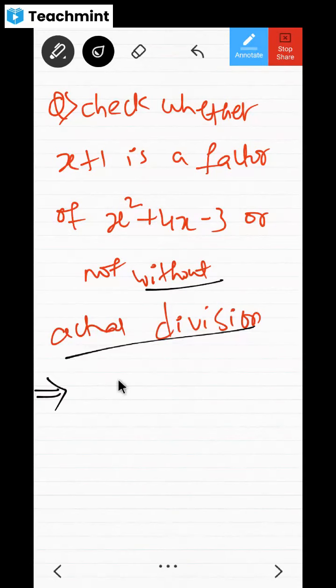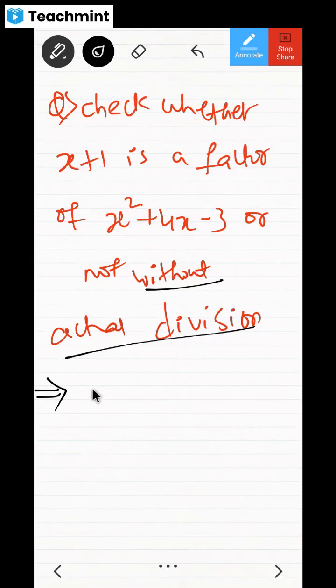Yes or no? You know how to find the remainder. You find the remainder. If that remainder comes to be 0, then say this x plus 1 is a factor of x square plus 4x minus 3. Otherwise, if the remainder is not 0, you say it is not a factor. Clear?